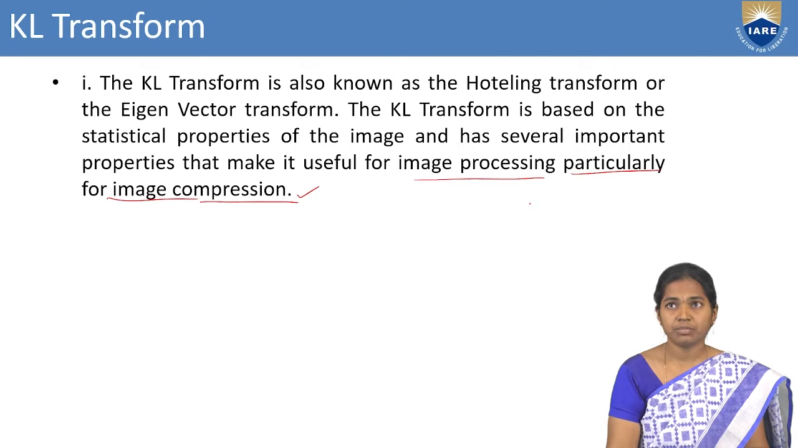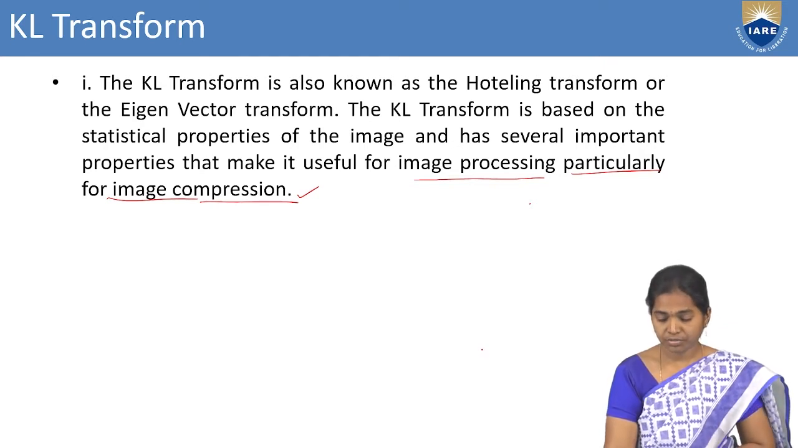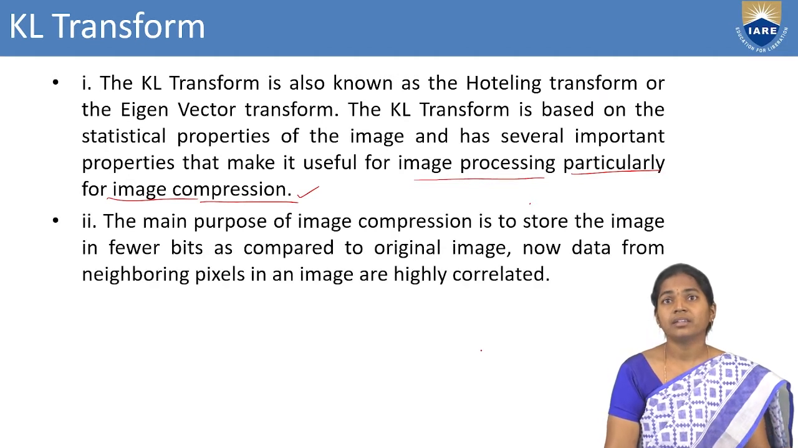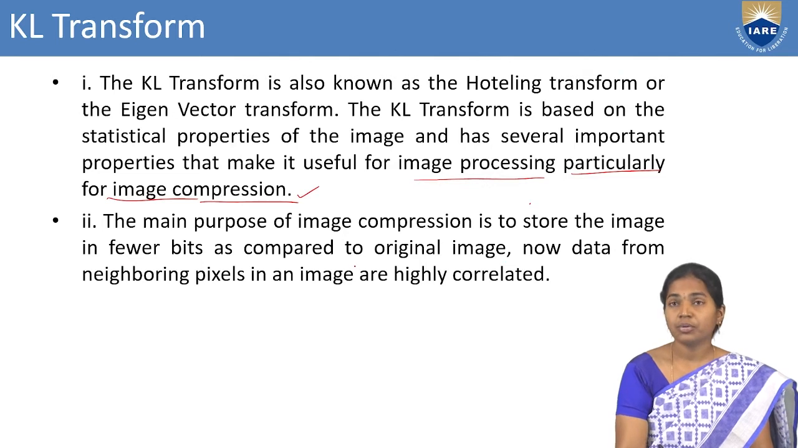So the KL transform is more suitable for image processing. In image processing we have segmentation, enhancement and compression, but we use the KL transform for image compression only. The main purpose of image compression is to store the image in fewer bits as compared to the original image. Data from neighboring pixels in an image are highly correlated.